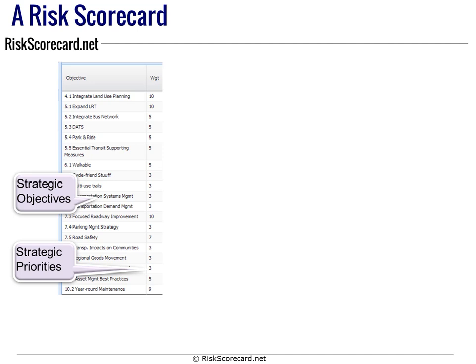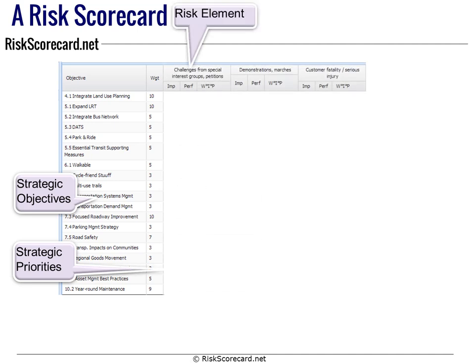And we typically express this as a weighting. These add up to 100%. This is 100% of your strategy. Then what we do is we take a look at the risk register that currently exists, and within that, each of the risk elements. Then for each risk element, we're going to look at two things.